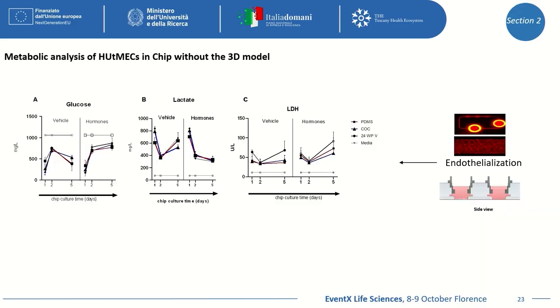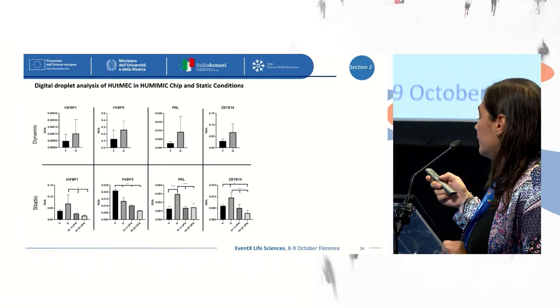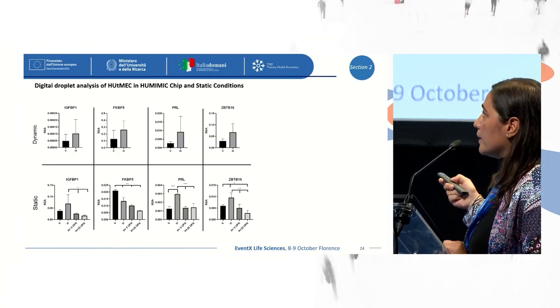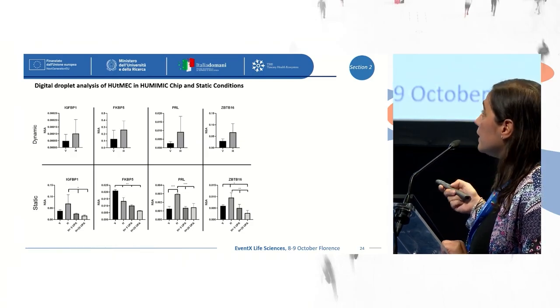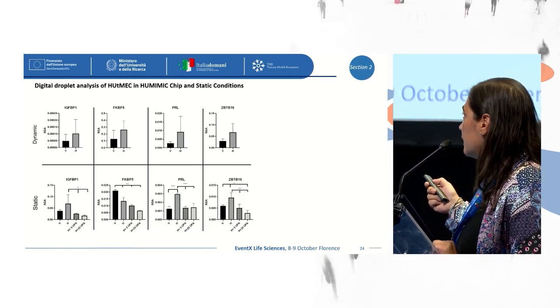Then we did a metabolic analysis to see if the cells were in good health in our system. We used the LDH marker for health of cells, and we saw that, of course, the level increased after 10 days, but it was still at normal levels. Then we analyzed through digital droplet PCR the main markers of receptivity, and we analyzed IGFBP1 the same as we did with the organoids, and we saw that these markers were all expressed in these simulated 3D models.